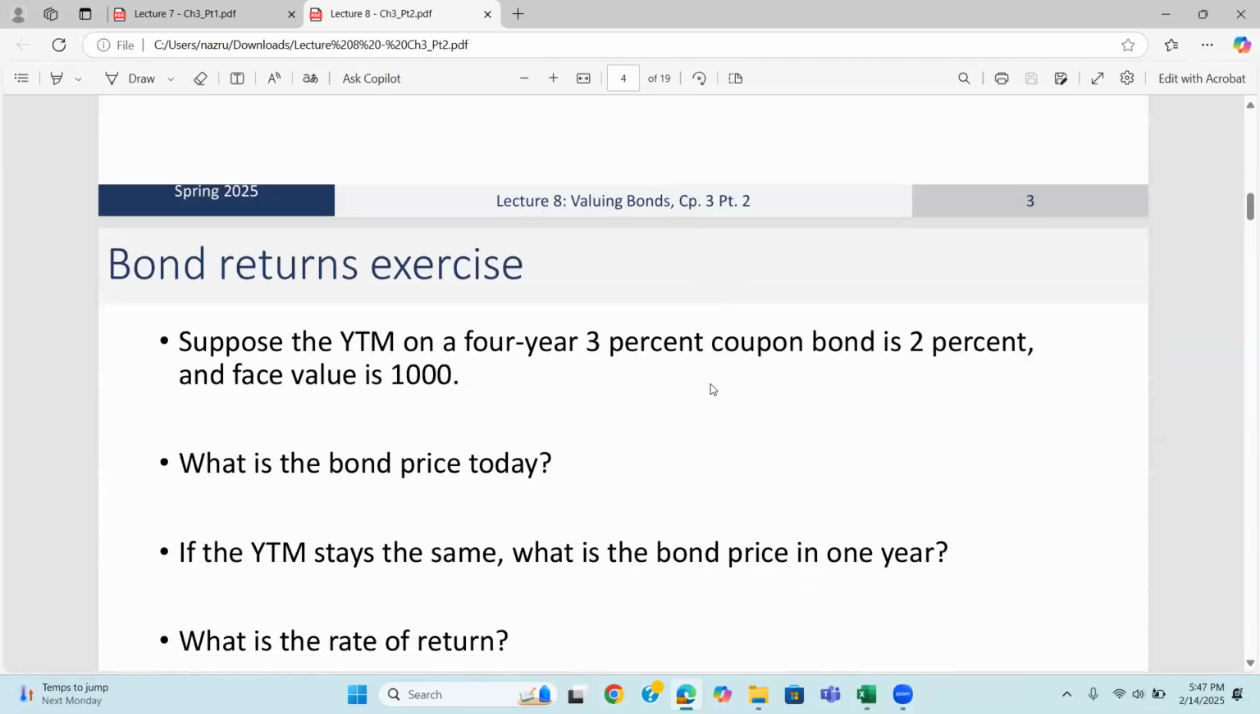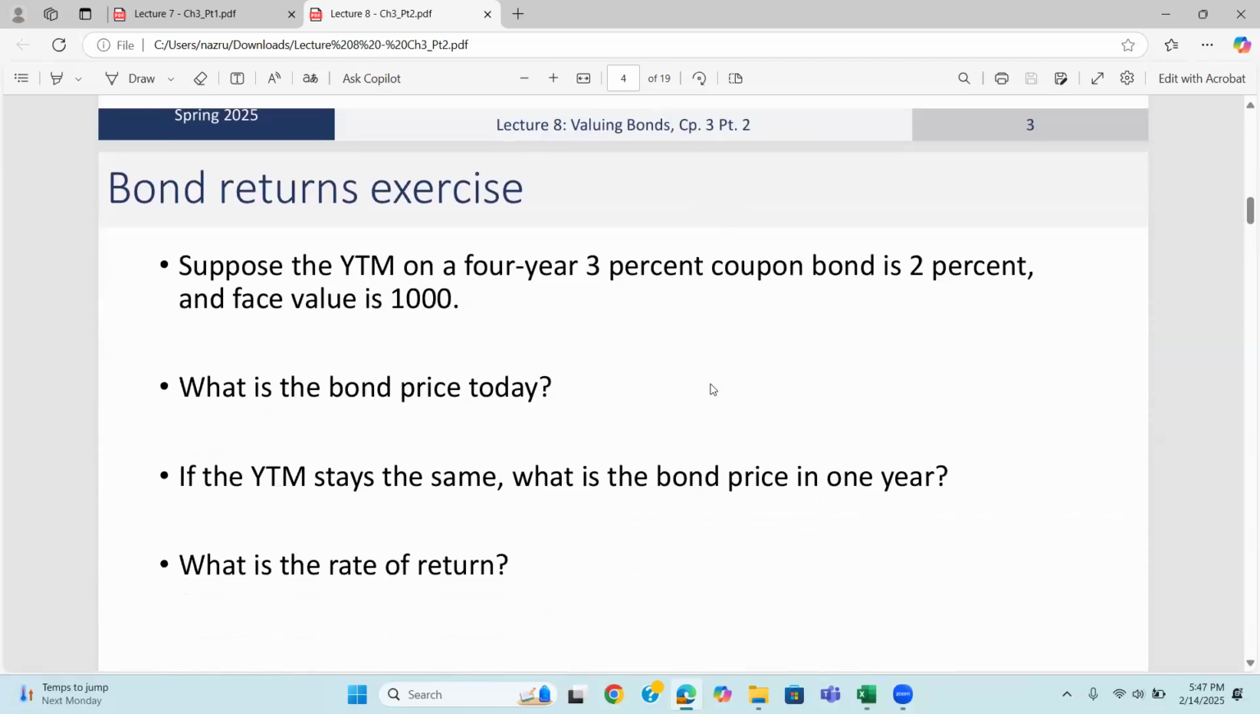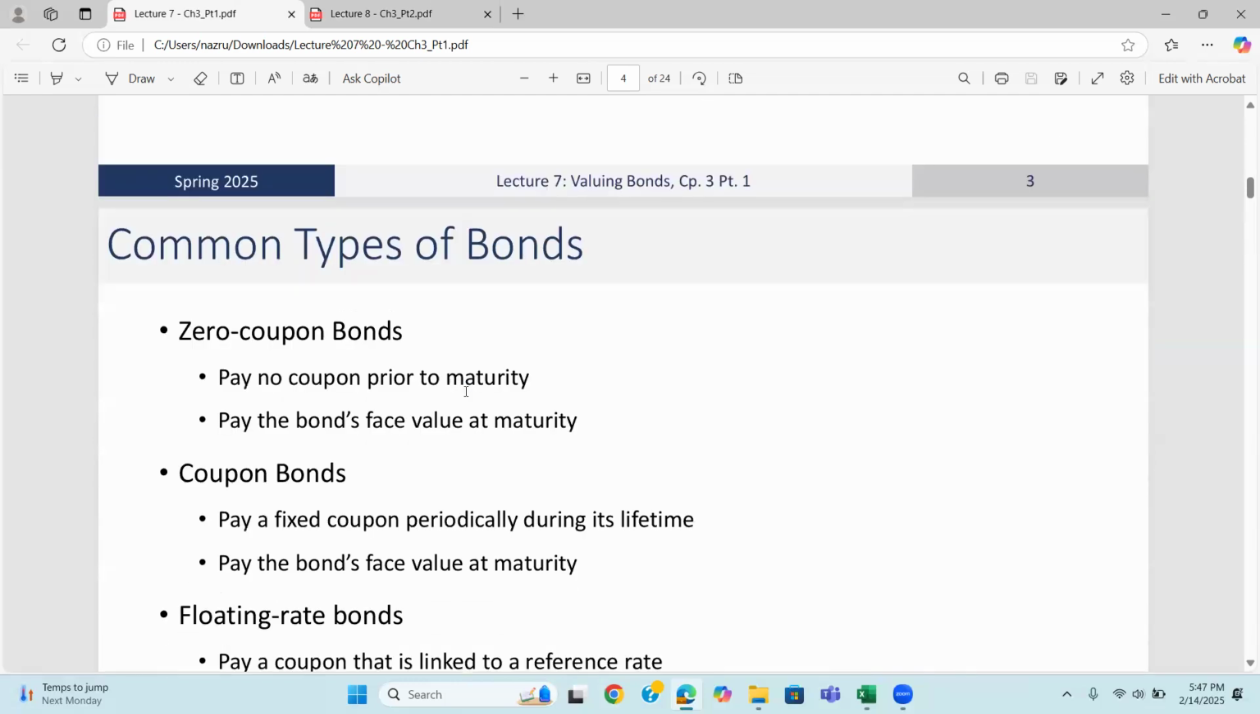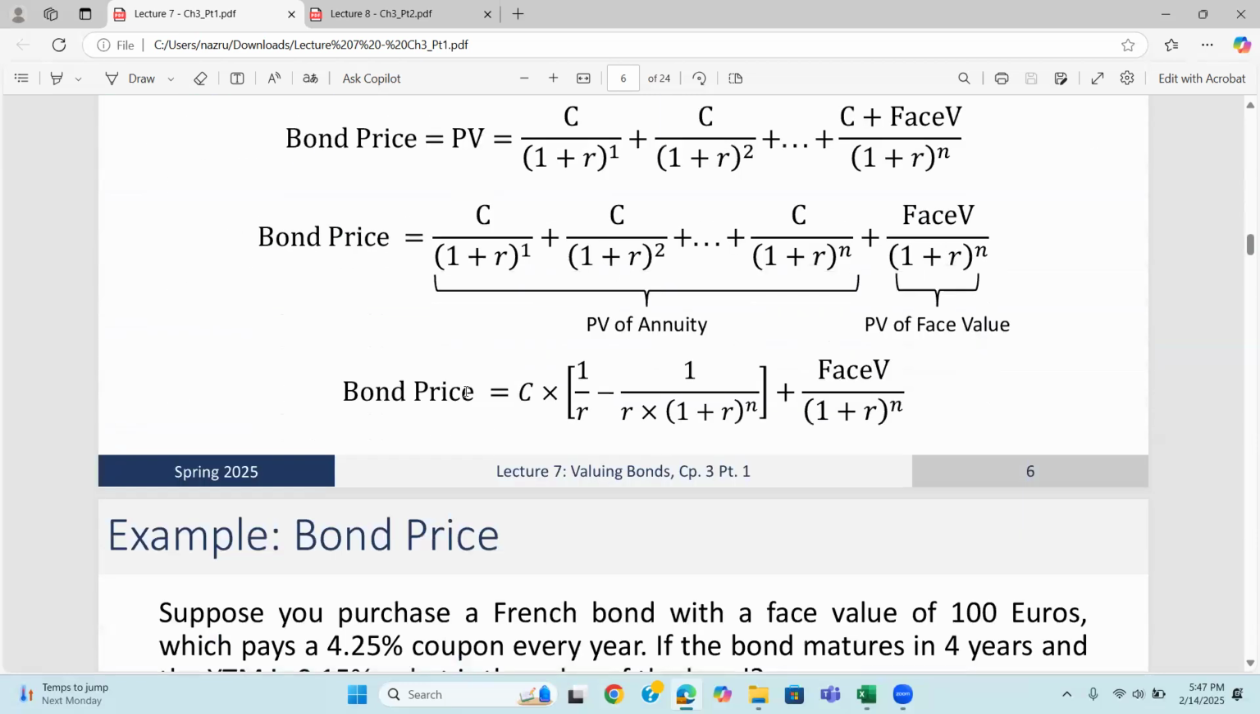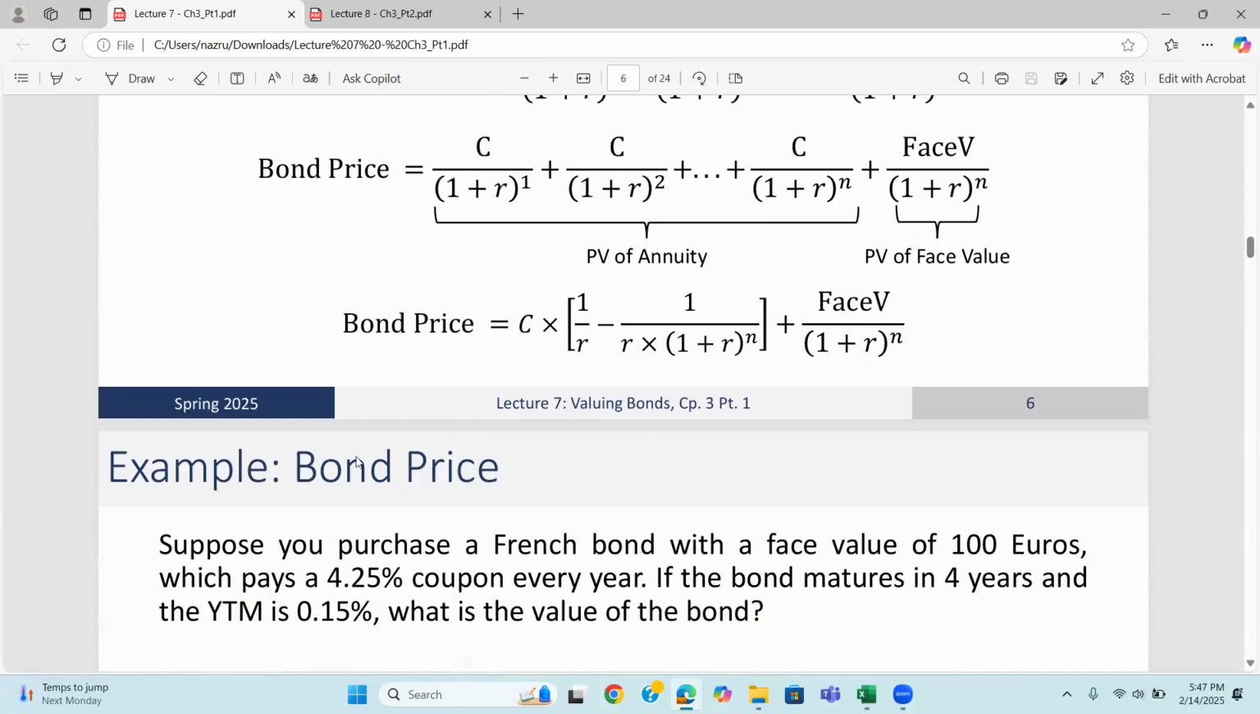So how can we calculate the bond price? Here is one bond return exercise. Let's do this exercise together so we can understand how to calculate the rate of return. For this, you have to go to lecture 7 again. In those slides, you can get the formula for bond price. Yeah, here it is. You can see the bond price, there is a straight formula here. You can use this formula and your calculator to get the bond price, or you can also use an Excel sheet to calculate the bond price.